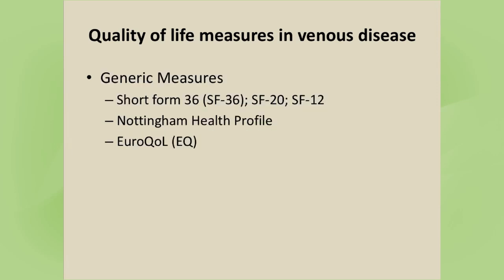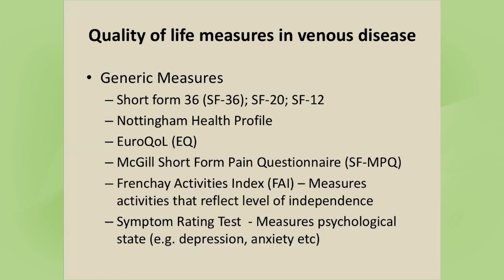Coming back to generic measures of quality of life, these are the most commonly used ones. You have the Short Form 36, and then you have the Short Form 20 and 12, the Nottingham Health Profile, and the European Quality of Life Instrument, the VEINES-QOL. Now, besides these, there are several other instruments which serve as generic measures. You have the McGill Short Form Pain Questionnaire, the French Activities Index, Symptom Rating Test, and so on.